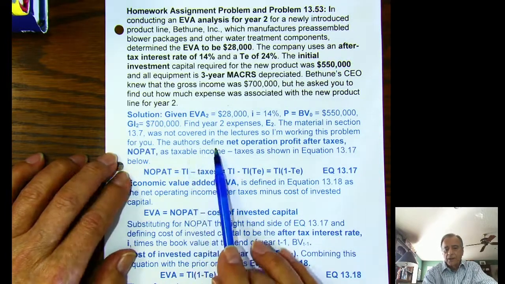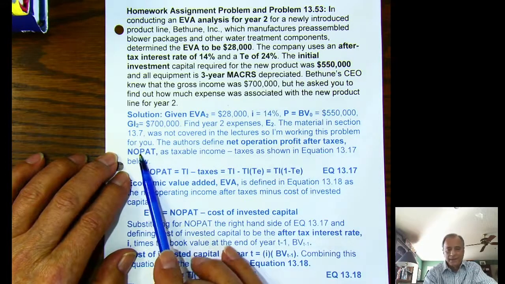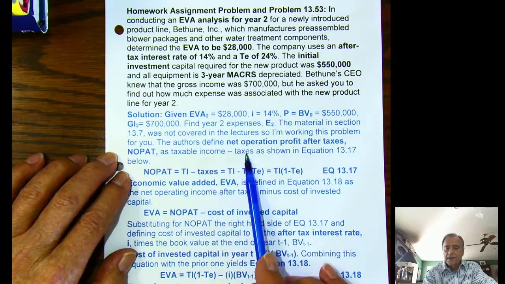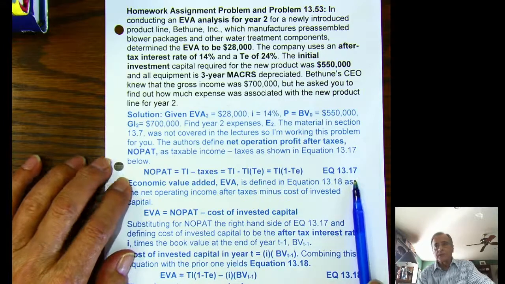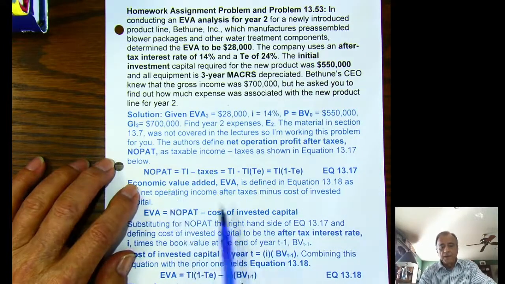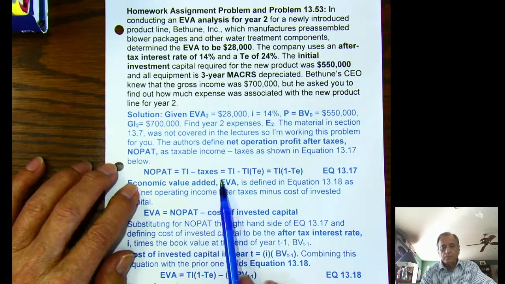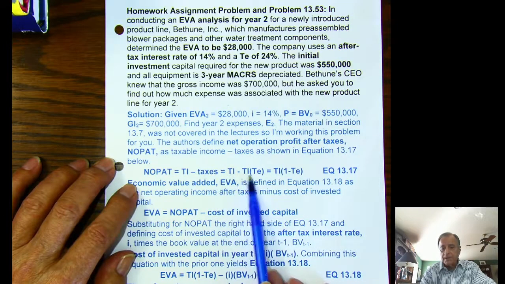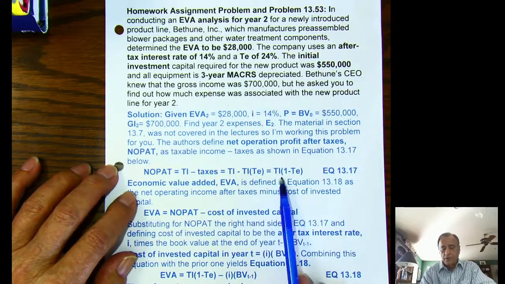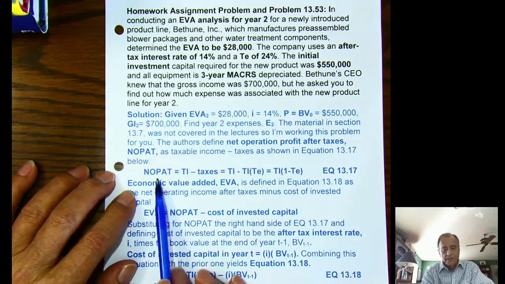The authors define net operating profit after taxes, NOPAT, as the taxable income minus the taxes, as shown in equation 13.17, which we did not cover in the lecture. So NOPAT equals taxable income minus taxes, and taxes are taxable income times the tax rate. So if we factor out taxable income, we also get taxable income times 1 minus the tax rate is NOPAT.